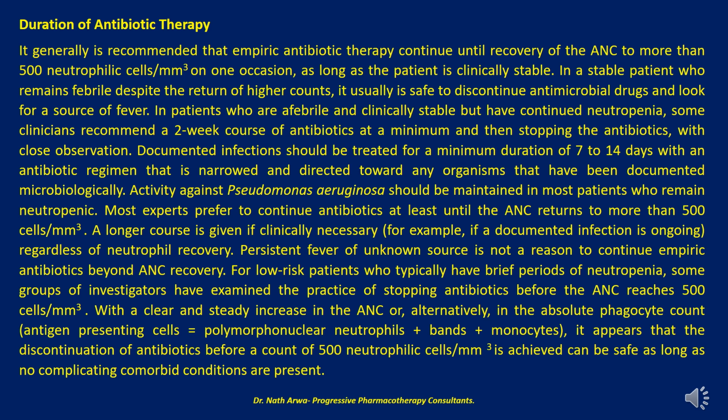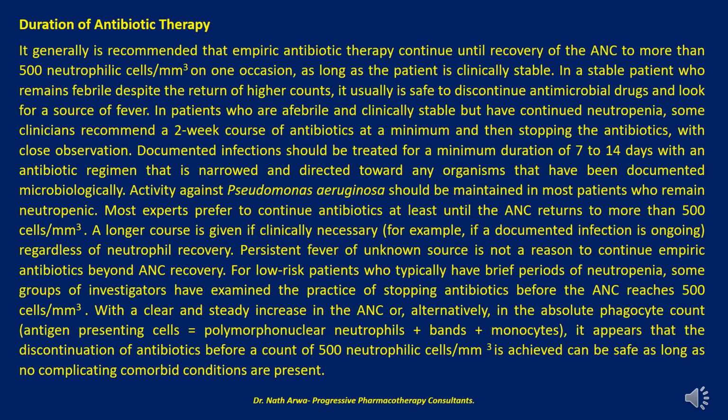In patients who are febrile and clinically stable but have continued neutropenia, some clinicians recommend a 2-week course of antibiotics at a minimum and then stopping the antibiotics, with close observation. Documented infections should be treated for a minimum duration of 7 to 14 days with an antibiotic regimen that is narrowed and directed toward any organisms that have been documented microbiologically. Activity against Pseudomonas aeruginosa should be maintained in most patients who remain neutropenic.